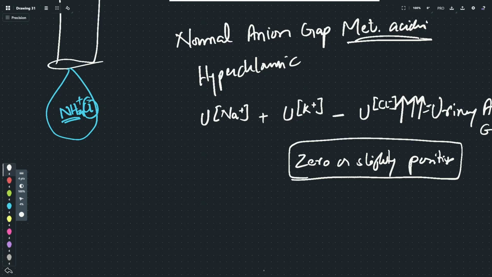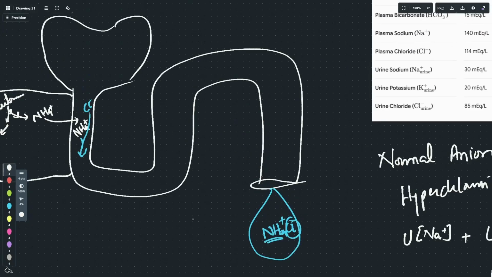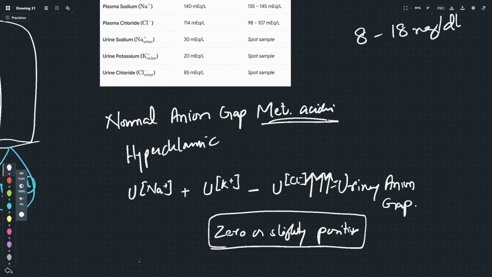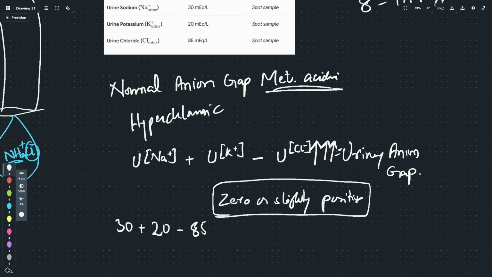Now, in this case, what is happening? Let's see. Okay, so urinary sodium is 30 plus potassium is 20 minus chloride is 85. We don't even need a calculator. 30 plus 20 is equal to 50. 50 minus 85 is something negative.